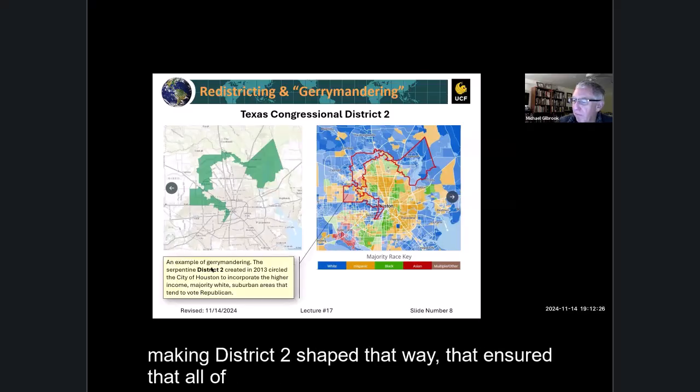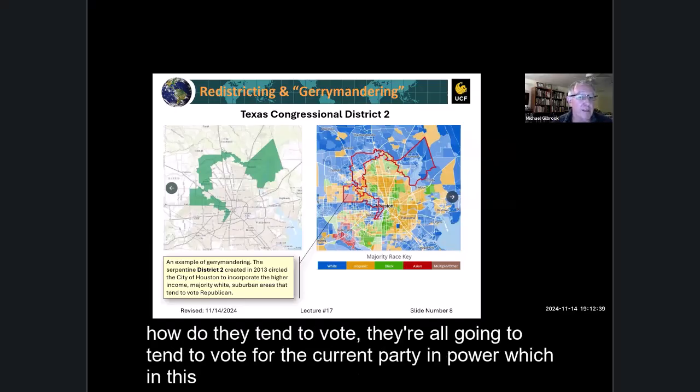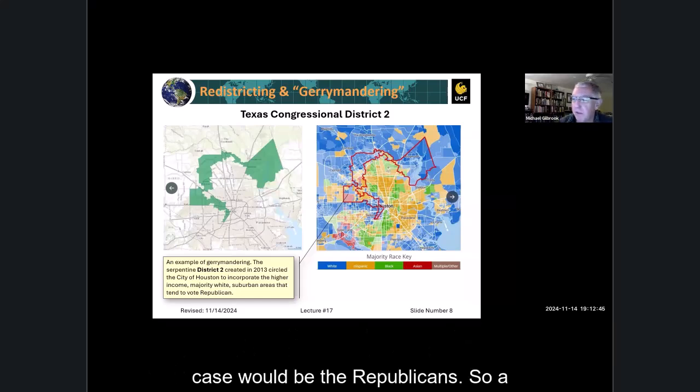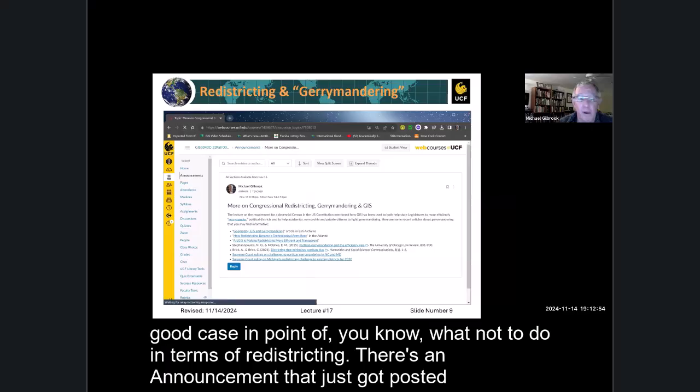So by making District 2 shaped that way, that ensured that all of these people, likely based on using race as a proxy for how they tend to vote, are all going to tend to vote for the current party in power, which in this case would be the Republicans. So, a good case in point of what not to do in terms of redistricting.